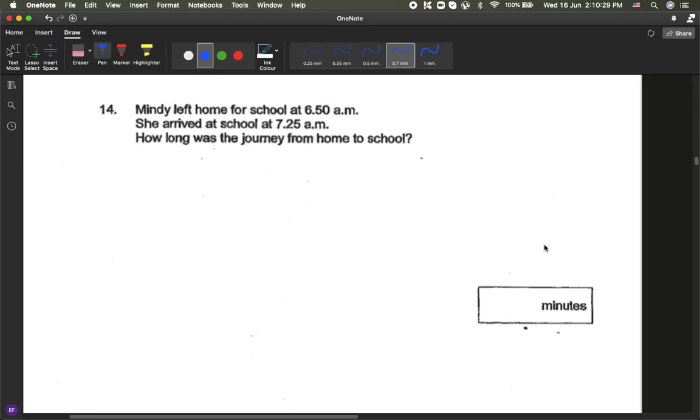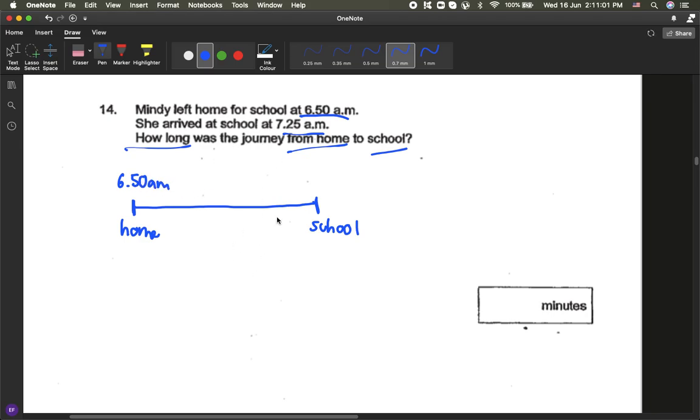Mindy left home for school at 6:50 a.m. She arrived at school at 7:25 a.m. How long was the journey from home to school? Now to do this, we can draw a timeline. So this is home, and this is school. So we start at 6:50 a.m. when Mindy left to go to school.